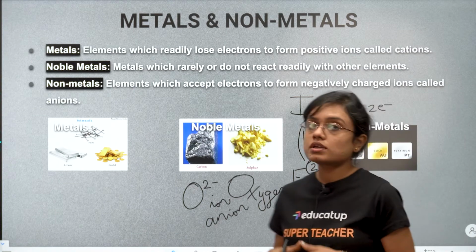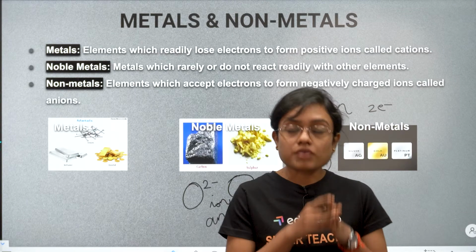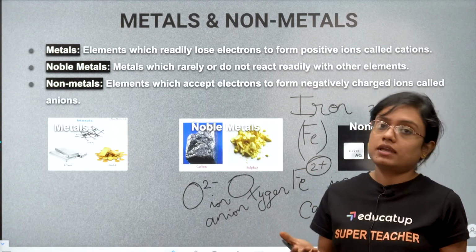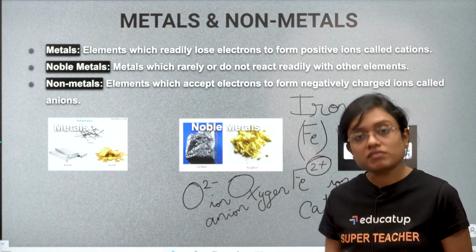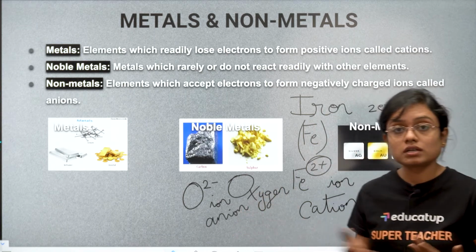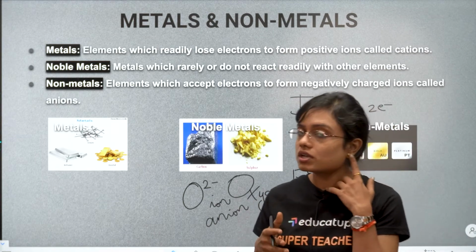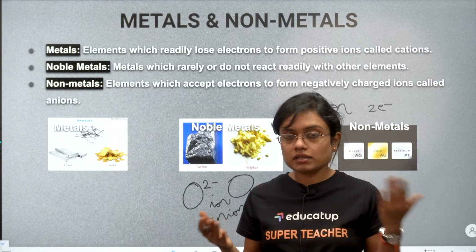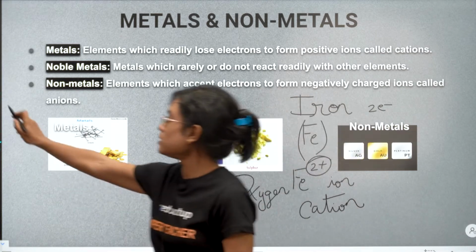Now we also need to understand what noble metals are. Noble metals are those metals which rarely, or almost do not, react with other elements. You can say that those metals which never react with other elements are known as noble metals. Examples: gold, silver, platinum. They never react. For example, I am wearing gold earrings in my ears and a gold ring. So does it react with water and air? No, it doesn't. So these are noble metals. Now let's move ahead.